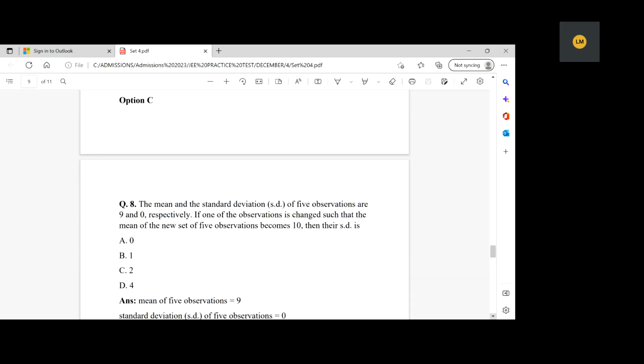This is also a very simple question. The mean and the standard deviation of five observations are 9 and 0 respectively. If one of the observations is changed such that the new mean of the five observations becomes 10, we need to find out the standard deviation. In the initial case the mean is 9 and the standard deviation is 0. One observation has changed, so the new mean is given as 10, and we need to find out the new standard deviation. So this is what the question is asking.